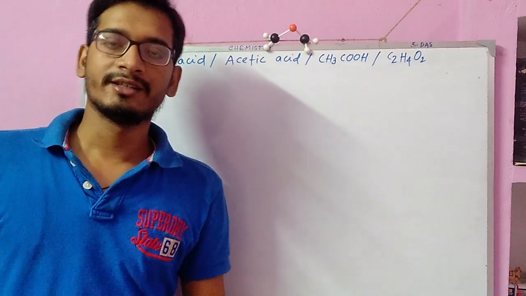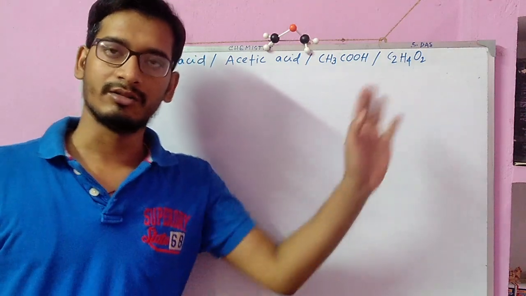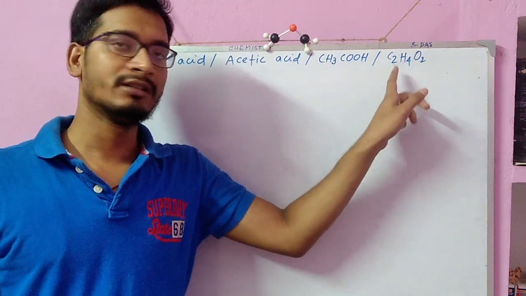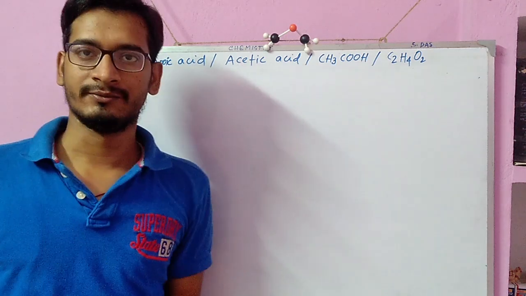Hello students, today I shall discuss acetic acid, or ethanoic acid, CH3COOH or C2H4O2. You will have to remember this formula of this compound too. So let us start.